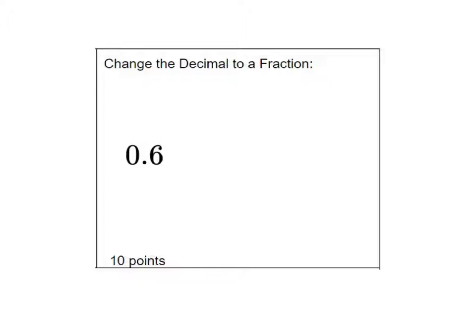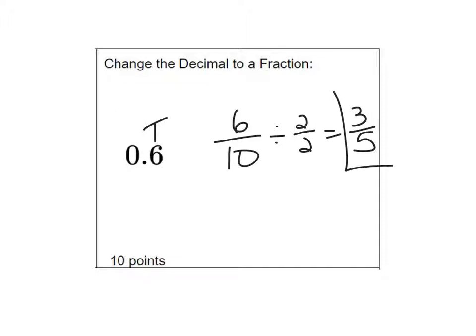Here's the second one, change the decimal to a fraction. Well, if you read it, that's in the 10th place, so it's going to be 6/10. Some of you did not simplify it, but I still went ahead and gave you credit for it. So you had to divide it by 2, and your answer is 3/5. So my answer should have been 3/5, and you got 10 points for that.